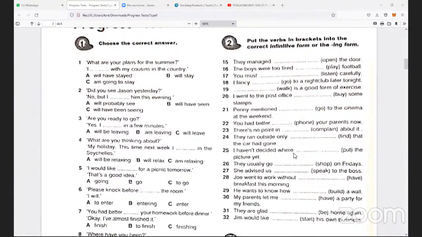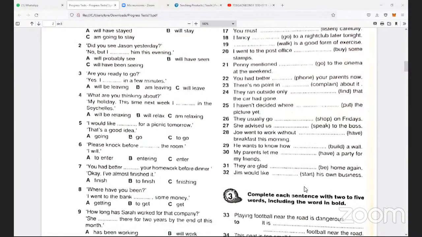They usually go shopping on Fridays. Very good. She advised us to speak to the boss. Great. John went to work without having breakfast this morning. Excellent. He wants to know how to build a wall. Perfect.